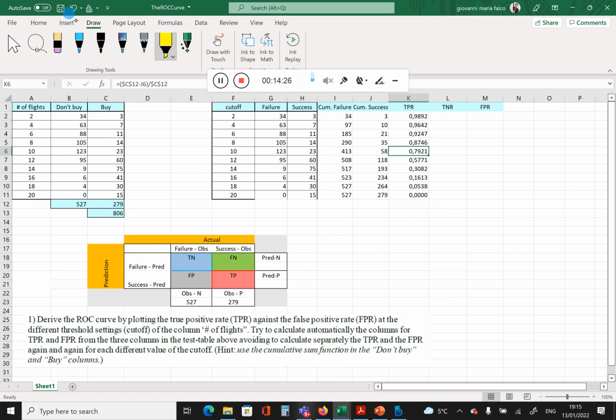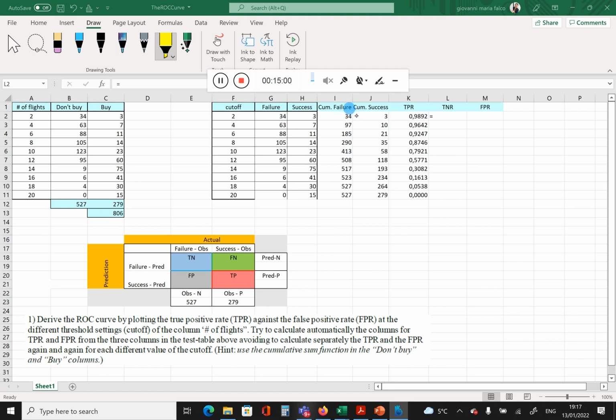Okay, then in this way I calculated the true positive rate. Now I'm going to calculate the true negative rate. Let's still consider the case where the cutoff is at 2. If the cutoff is at 2, the only true negatives are those predicted to fail and who actually don't buy. These are the 34.